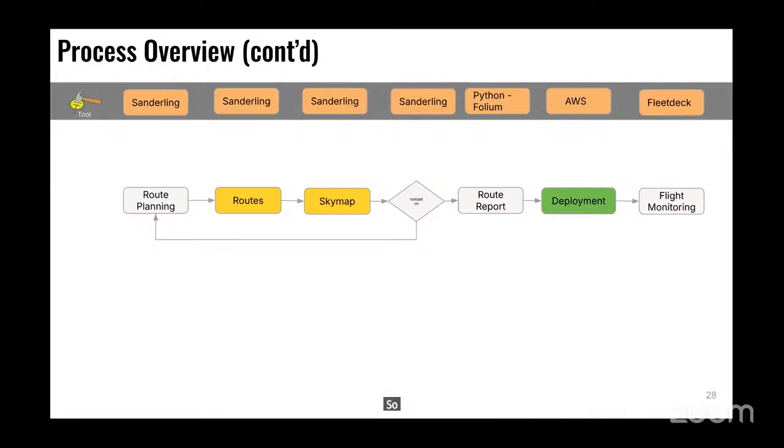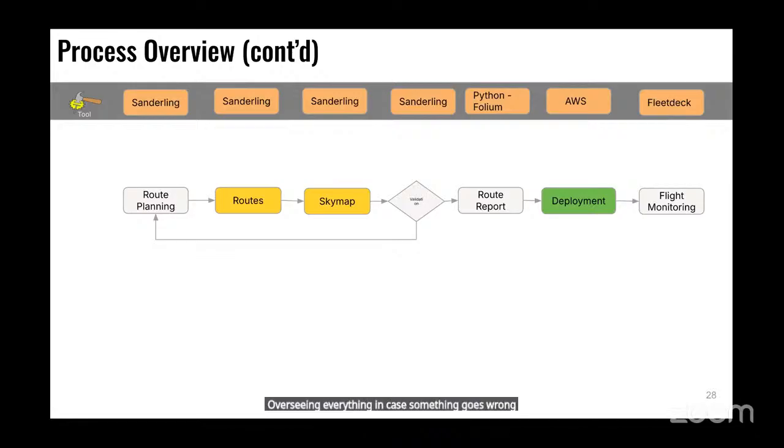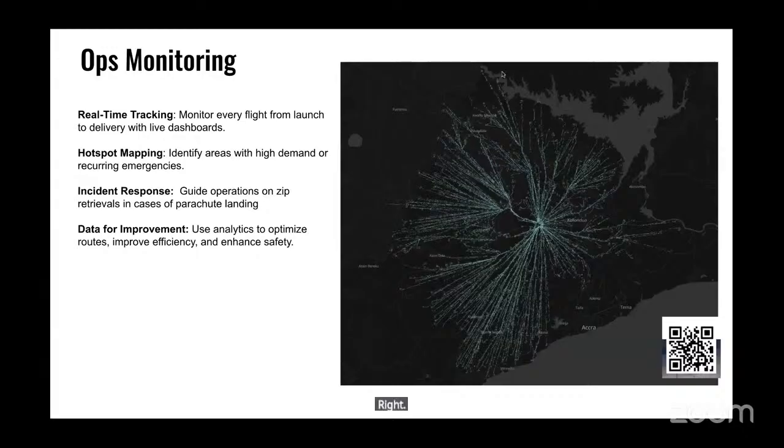So we mentioned that they are autonomous, but of course, we want humans to be in the loop, overseeing everything in case something goes wrong. They can take an action. So we do the monitoring with another in-house tool we call Fleet Deck. Right. And with this operations monitoring, like I said, we are able to track every flight from when it was launched to when it delivered with our dashboards.